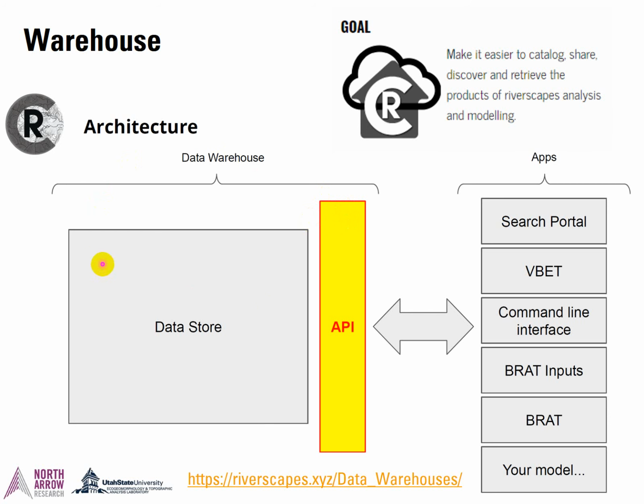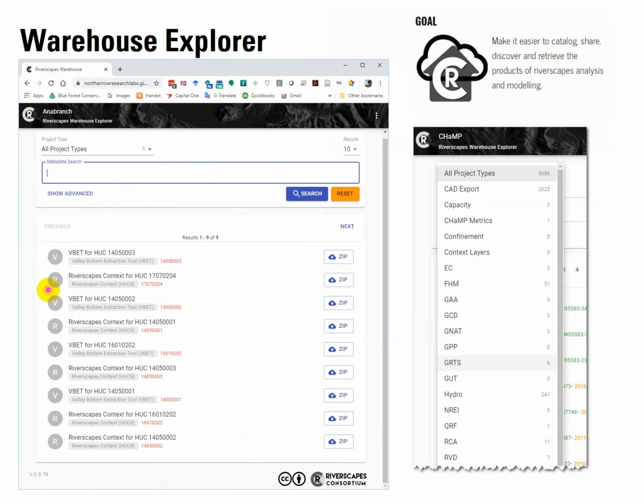And the way this is set up is we'll have various tools or applications, right? And they adhere to Riverscape compliance standards, and so they basically produce those Riverscape projects. And then they can interact directly with this application programming interface that puts these things in a data warehouse, okay? And so a warehouse is basically just an explorer. So this is an example here.